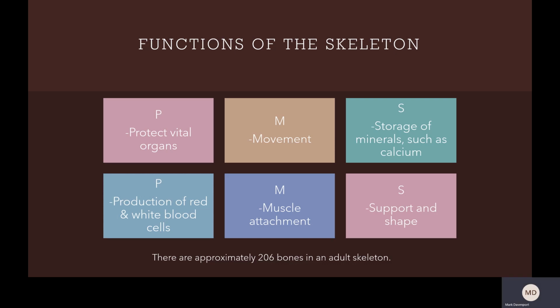The skeleton is obviously there for movement. It attaches to bones and we move. Storage of minerals such as calcium, so that's important. Our bones store calcium. They also produce red and white blood cells. Another function of the skeleton is muscle attachment, so muscles will attach from bone to bone to keep us into the next one, which is support and shape. If we didn't have muscle attachments and had no support or shape, we'd just collapse. So they are the 6 functions of the skeleton, and there are approximately 206 bones within an adult skeleton.